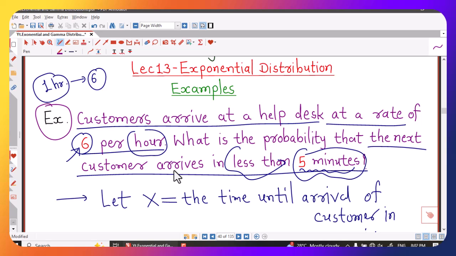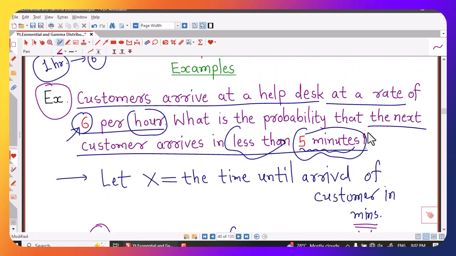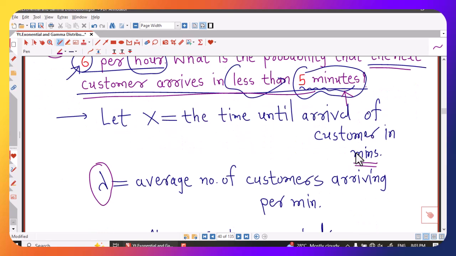All we have to remember is that whenever we are dealing with the time until some specific event occurs, we will use exponential distribution, and for that we will require the value of parameter lambda in particular units, and those units will be decided from the question itself. Here we are asked to calculate the probability that the next customer arrives in the unit of minutes. Therefore, we will require the rate parameter per minute.